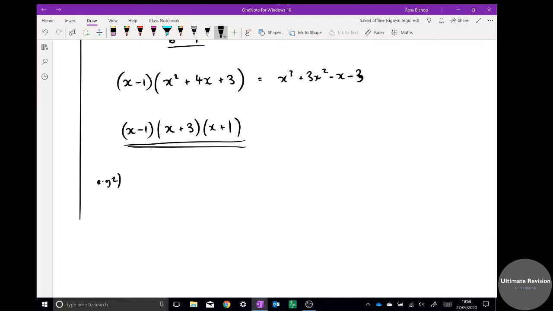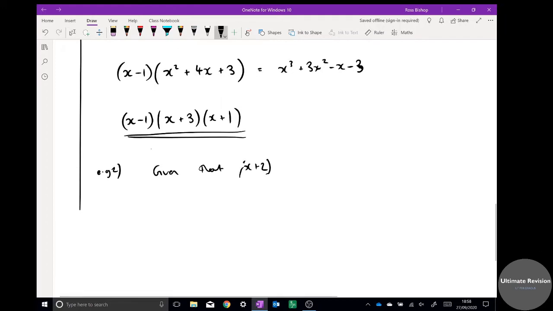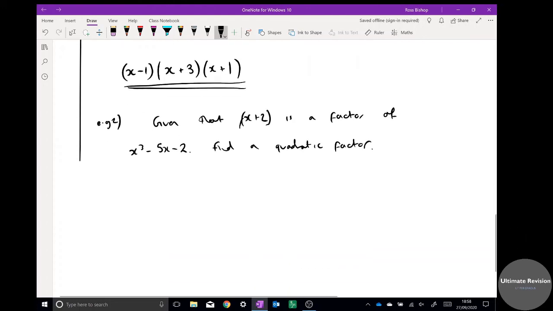So example 2. Given that x plus 2 is a factor of x cubed minus 5x minus 3, find a quadratic factor. Okay, so it's told me what that's the question. It's probably a 3-mark question. Given that that is a factor of the cubic, find a quadratic factor.